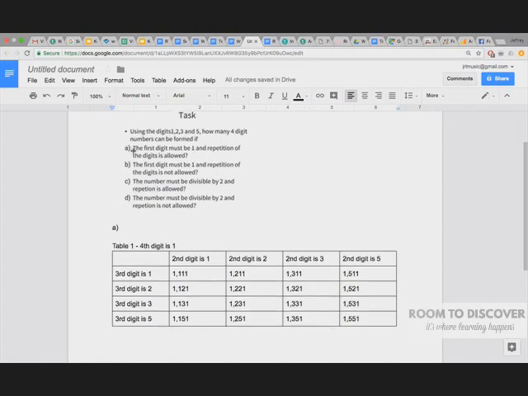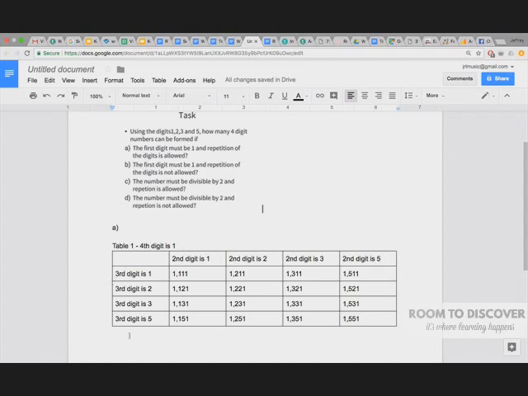For the first one, the first digit must be 1, and repetition of the digits is allowed. So here we have a constraint: the first digit must be 1. As you can see in this table I drew beneath, all the first digits are 1. Now our options are in the second digit, which I've gone across the x-axis, and the third digit.